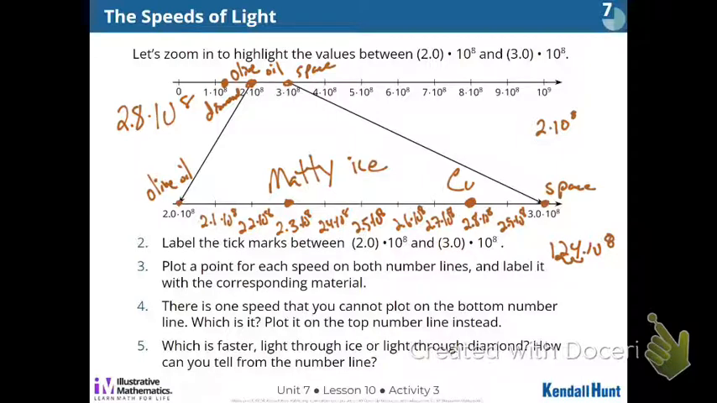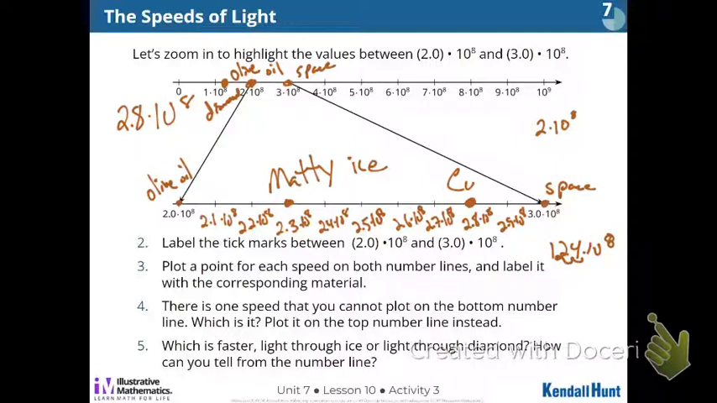Again, was it easier to keep them all how they were presented, or was it easier to get them with the same exponent? What was easier to plot? Same exponent if we could, right? Because they're all in the 100 millions. Apparently light is quick. Okay?